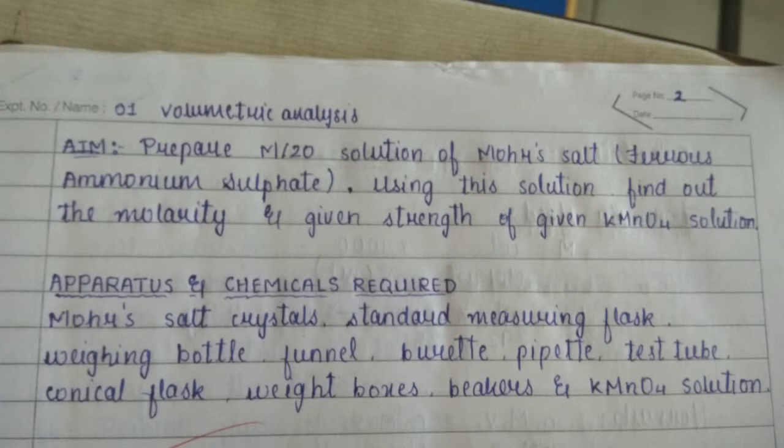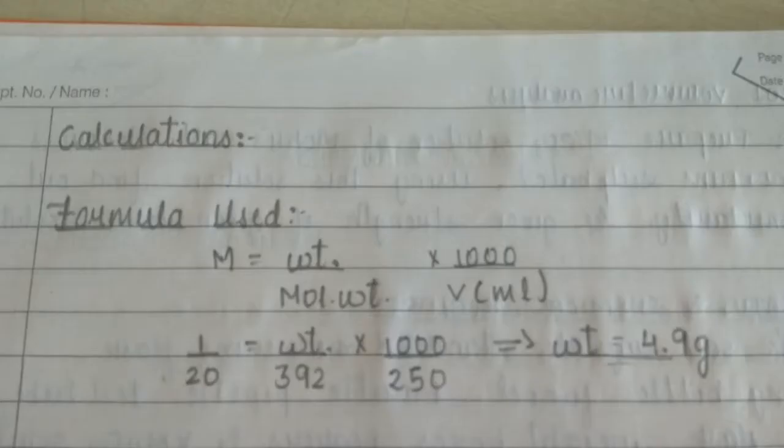So first, we are going to see how to prepare the Mohr salt solution. First of all, we have to see the calculation. Herein we are talking about the calculation. The formula for finding out how much amount we need is M is equal to weight upon molar weight into 1000 divided by the volume.